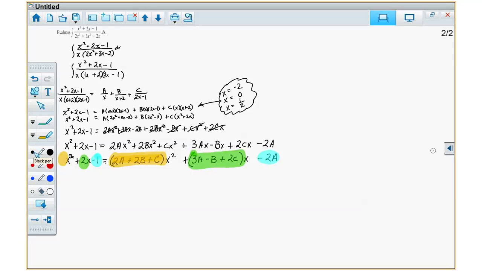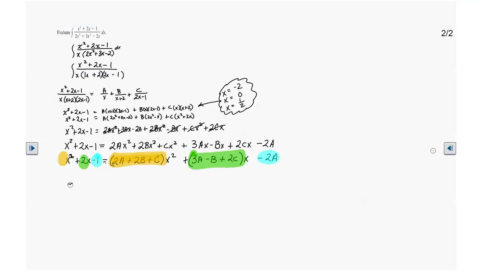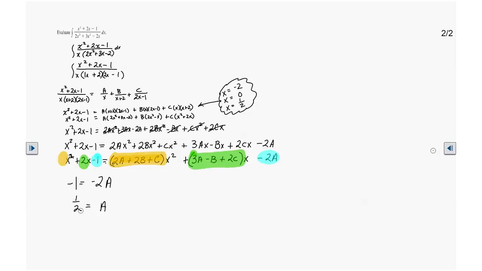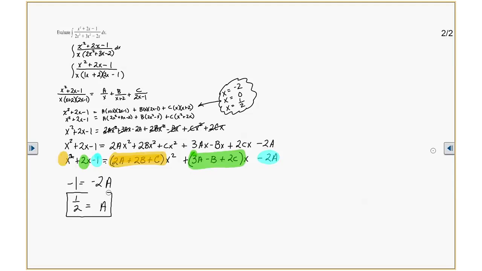So, which one is the least complicated? The light blue one. So, -1 is equal to -2a, and a is equal to what? 1/2. So write that down, and now you can take that a is equal to 1/2 and do what? Plug it in.